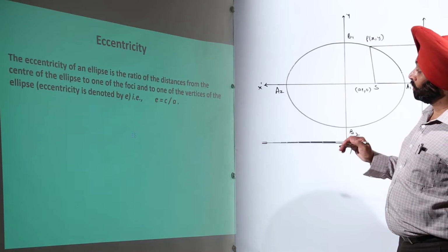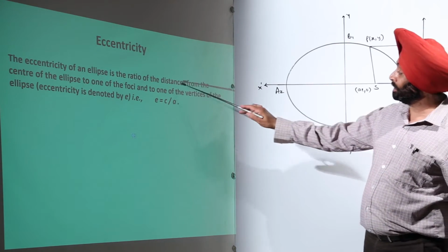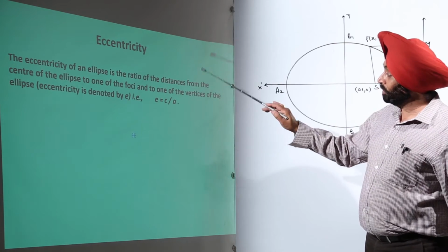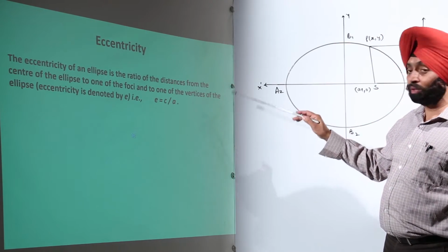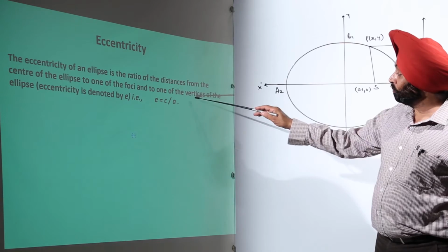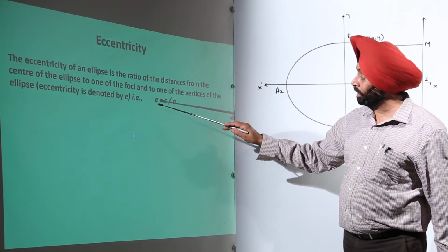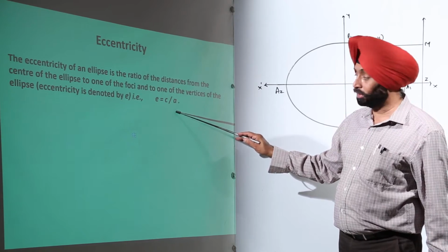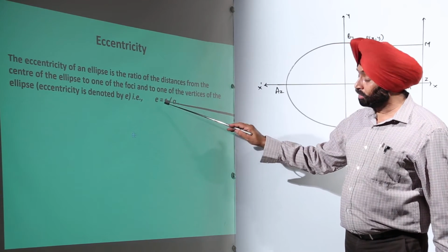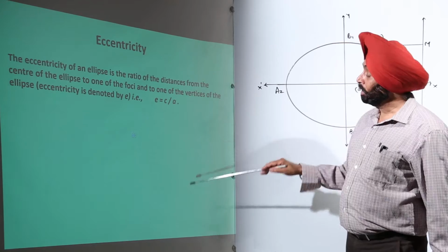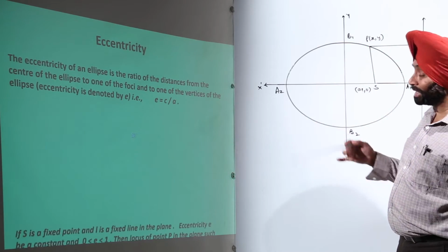The eccentricity of an ellipse is the ratio of the distances from the center of the ellipse to one of the foci and to one of the vertices of the ellipse, and it is denoted by e = c/a. e = c/a, okay. Or we can have a second definition also.